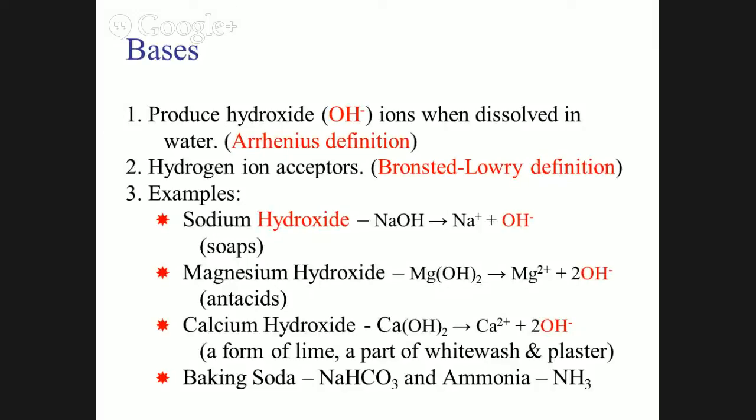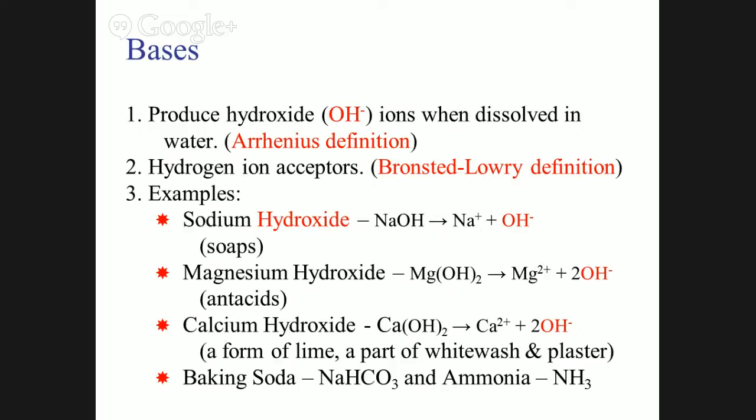Kind of the opposite of the acids. Acids produce hydrogen, these produce hydroxide. However, it was found later on that there were substances that acted as bases that didn't have OH ions in them. They were not containing OH, and so they had to broaden the definition. And so they decided, and this was the Bronsted-Lowry definition, that anything that accepts a hydrogen ion would also be called a base. So we have some examples here.